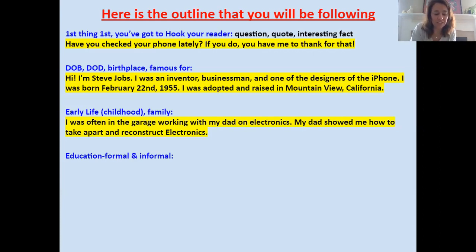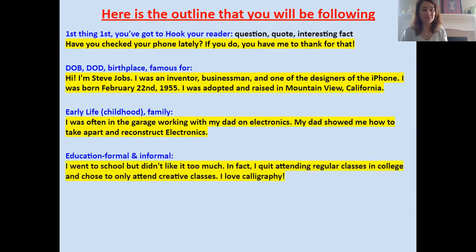And one of his favorite classes that he remembers attending was calligraphy, which is the art of writing and doing really fancy handwriting. So what I chose to write for my sentence was, I went to school, but I didn't like it too much. In fact, I quit attending regular class in college and chose to only attend creative classes. I love calligraphy. And so I was just choosing a few things from each of my areas of research that I want to include in my speech. We do not have to include all of the things that we would include in our book, in our speech.